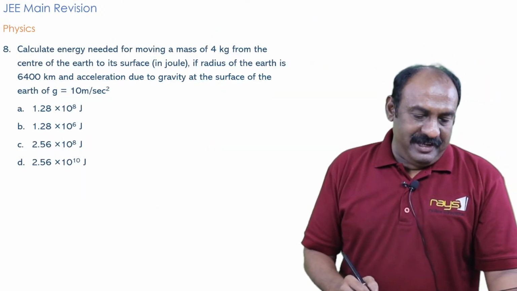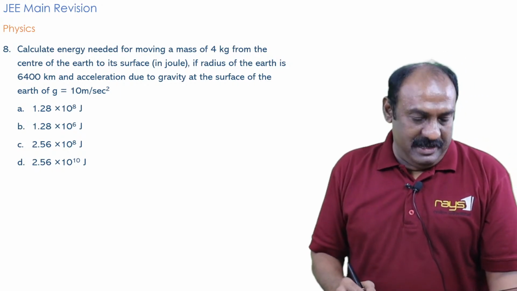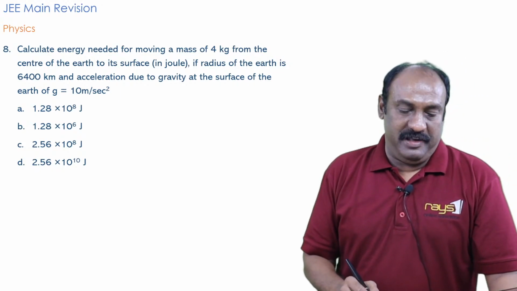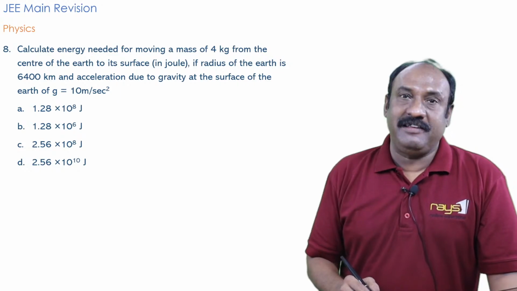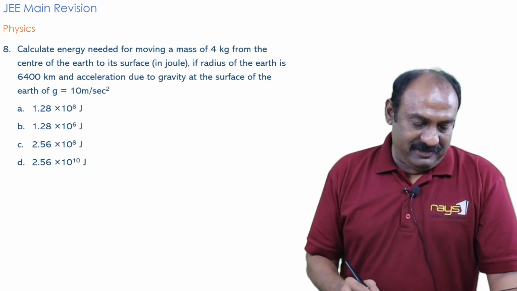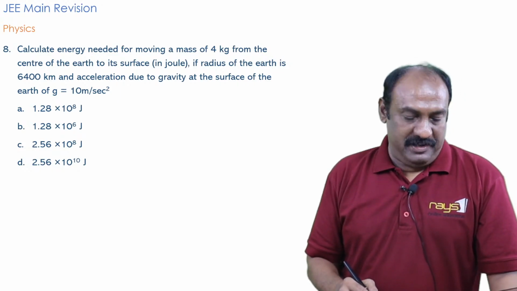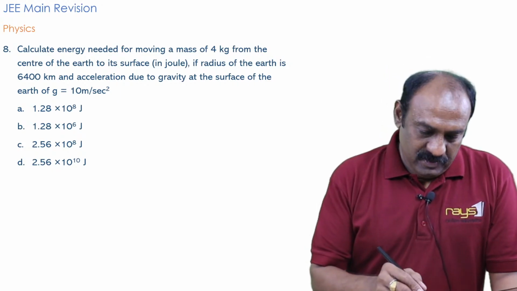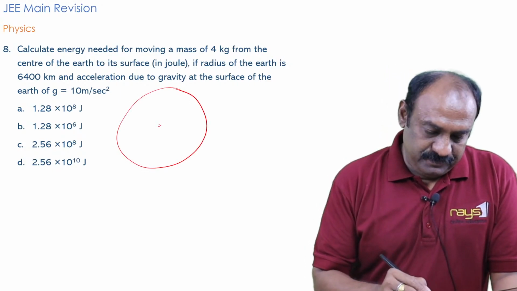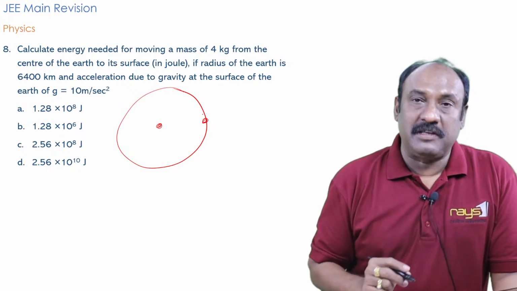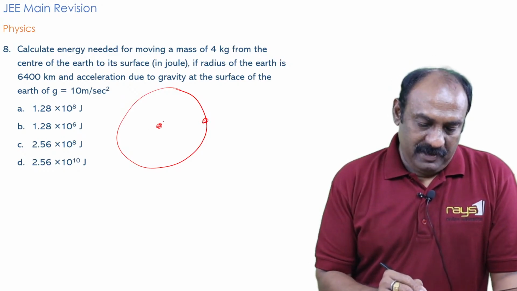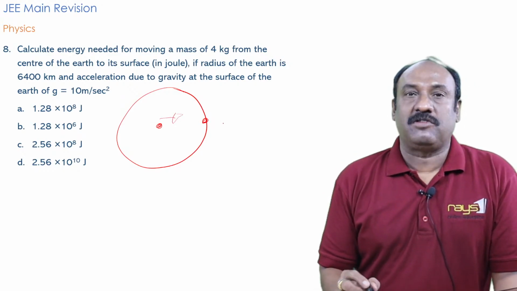Calculate the energy needed for moving a mass of 4 kg from the center of the earth to its surface, if the radius of the earth is 6400 km and the acceleration due to gravity at the surface of the earth is g. So a mass is moved from the center of the earth to the surface.